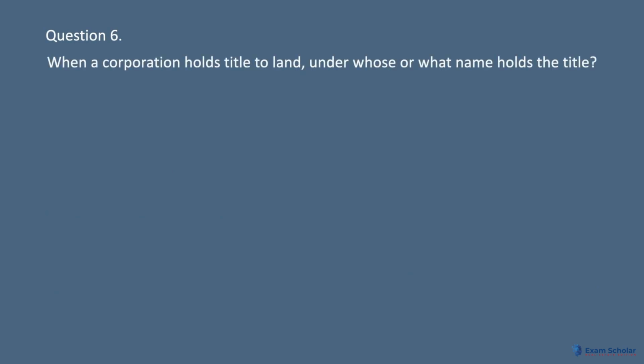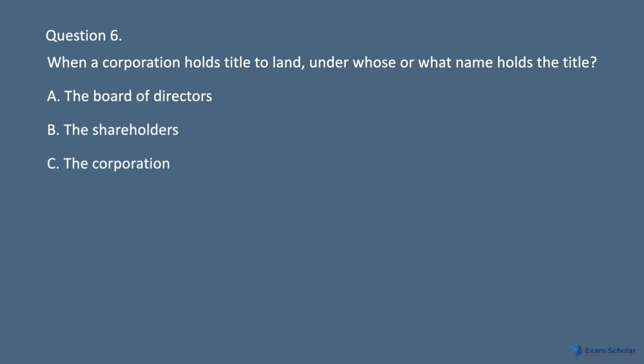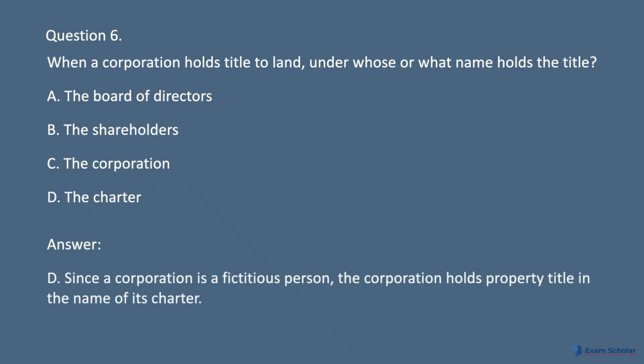Question 6. When a corporation holds title to land, under whose or what name holds the title? A. The board of directors. B. The shareholders. C. The corporation. D. The charter. Answer: D. Since a corporation is a fictitious person, the corporation holds property title in the name of its charter.